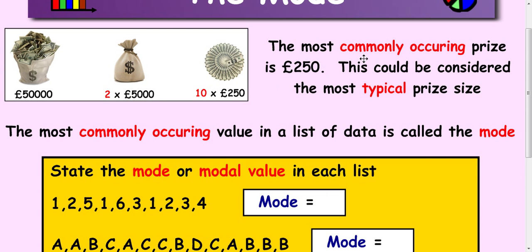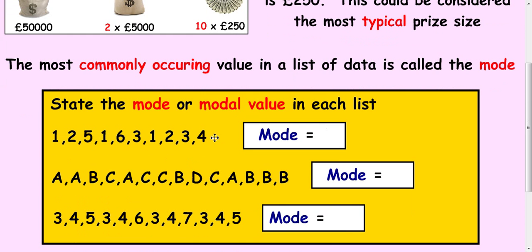The most commonly occurring prize we saw before was £250, and this could be considered the most typical prize size. This is another type of average, called the mode. The mode is the most commonly occurring value. It's the value that occurs more often than any other value in a data set. It's dead easy to work out. You just look for the number that appears the most.